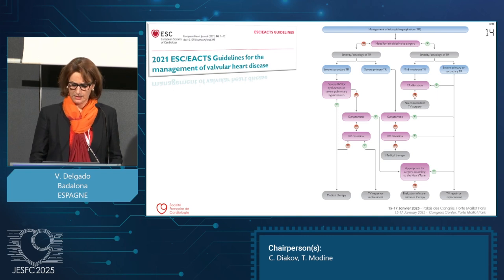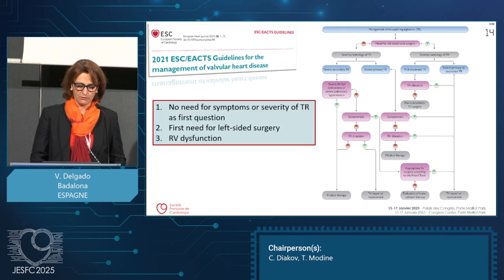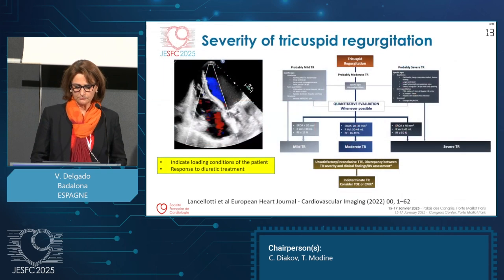But in case there is no need for left-sided valve surgery, then we check the severity and the etiology of tricuspid regurgitation. That is more or less the same as saying the mechanisms. Basically the guidelines divide it into secondary or primary. Then we look at the right ventricle function and the symptoms. So in summary, in this algorithm there is no need for symptoms or severity of TR as a first question. It's much more the left-sided, which for me doesn't make sense. Then, in order to decide what to do, we check how the right ventricular function is.